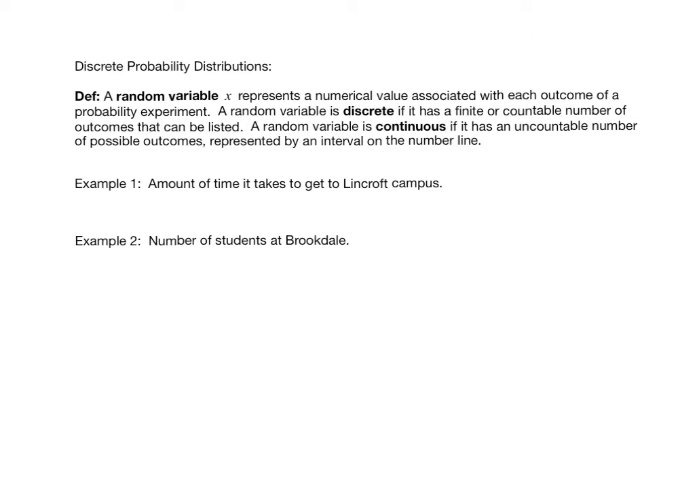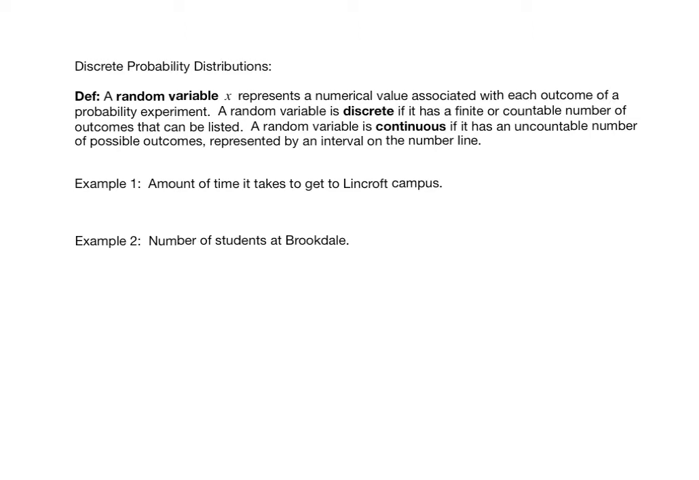But we need to distinguish between discrete random variables and continuous random variables. The technical definition of a discrete random variable is that it has a finite or countable number of outcomes that can be listed. A random variable is continuous if it has an uncountable number of possible outcomes represented by an interval on the number line. So technically the notion of countable is fairly complicated mathematically. So I want to give you a basic understanding of what the difference is between discrete and continuous. And then we're going to analyze these two examples to see whether each one is discrete or continuous.